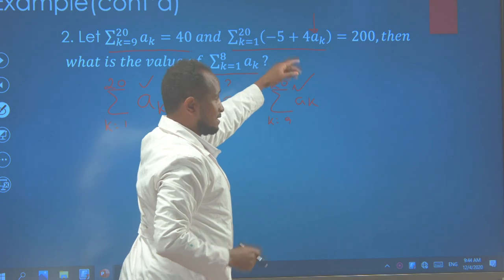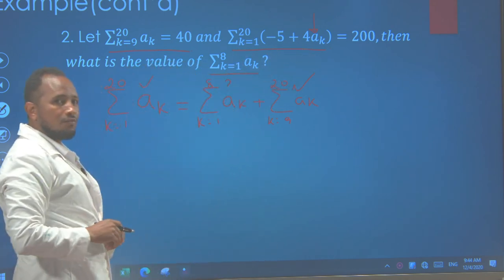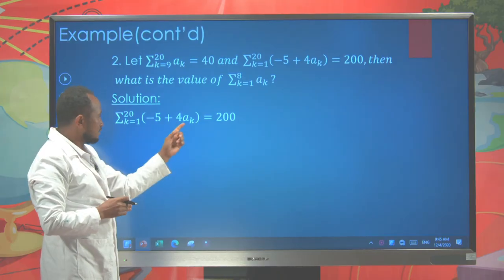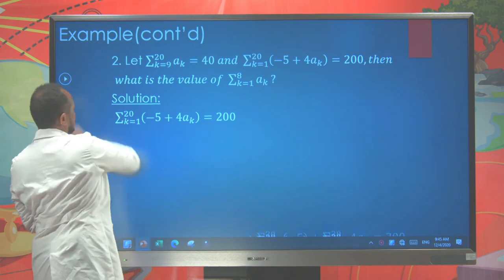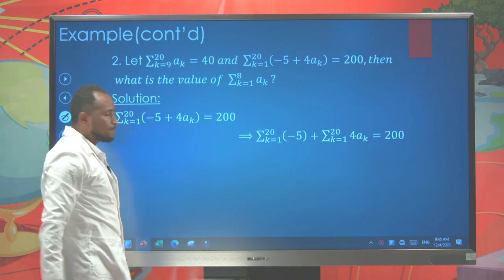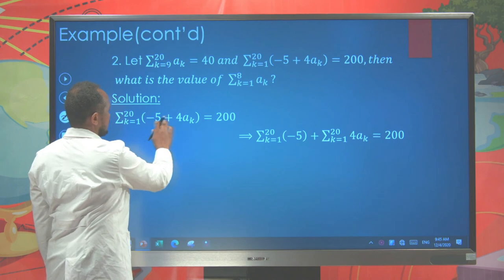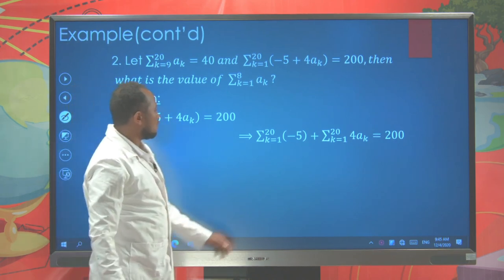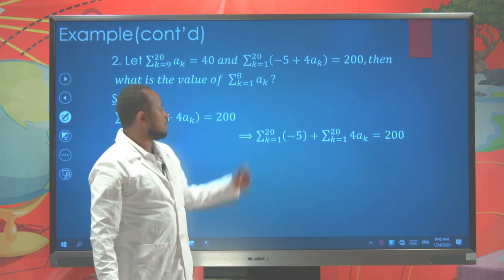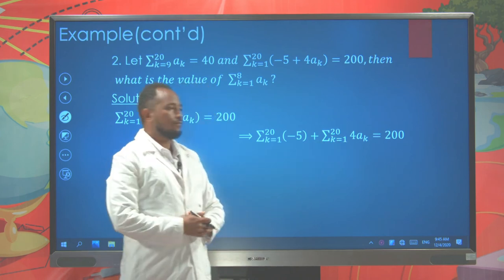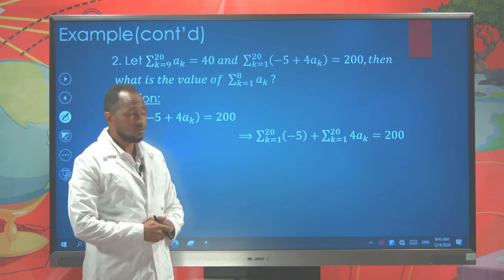Let's try to find first the summation of a_k, k starts from 1 up to 20. The summation of (-5 + 4a_k), where k starts from 1 up to 20, is given. It is 200. From this, we'll try to find this. So this implies, using the property of summation, this can be distributed over the two: the summation of -5, where k starts from 1 up to 20, plus the summation of 4a_k, where k starts from 1 up to 20, is equal to 200.